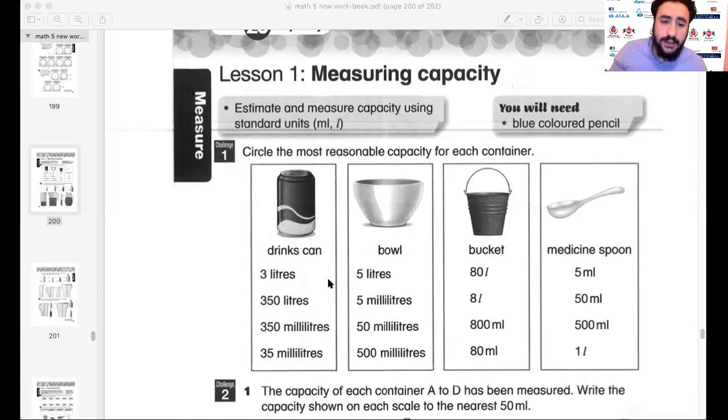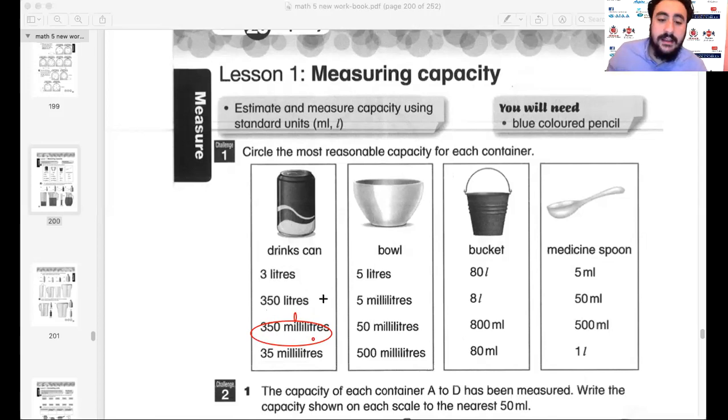Good afternoon. So Ahmed, we're going to say 3 liters, 350 liters, or what? Which one should it be? 350 milliliters. 350 milliliters is the right answer, because of course it's not going to be 3 liters or 350 liters, since this is a Pepsi can.